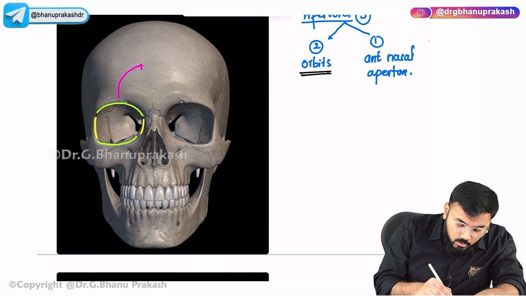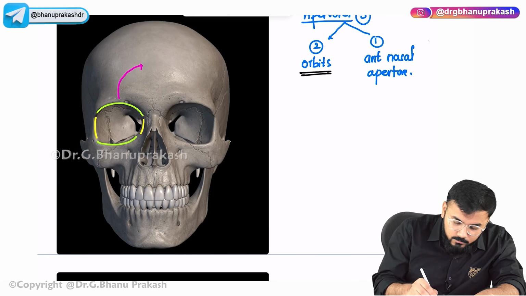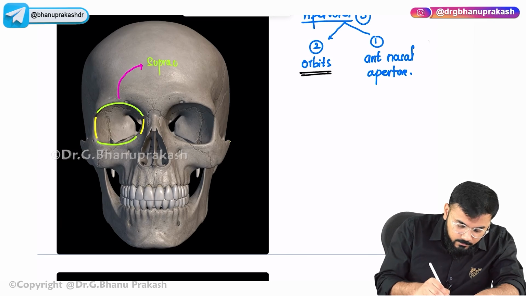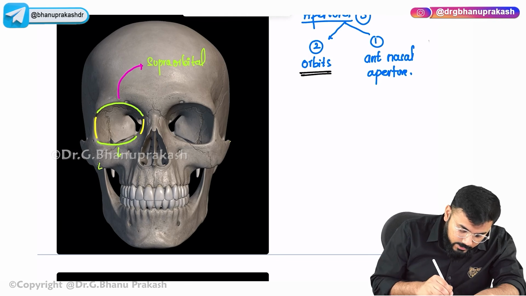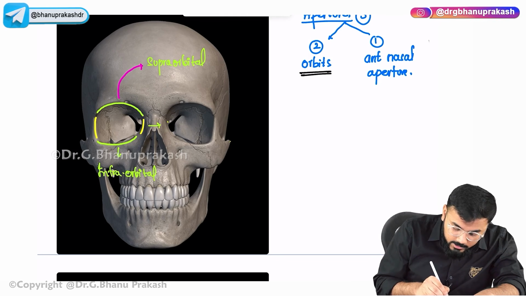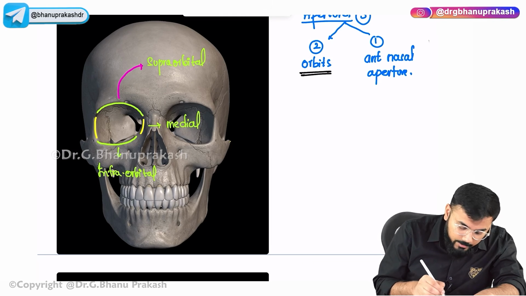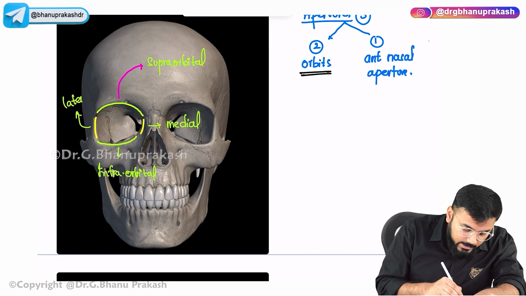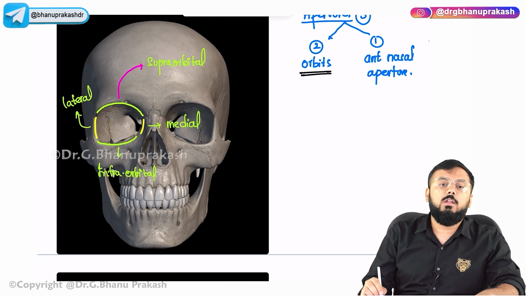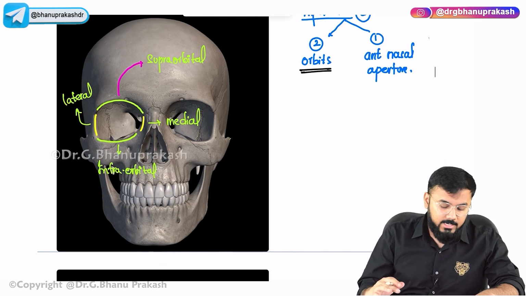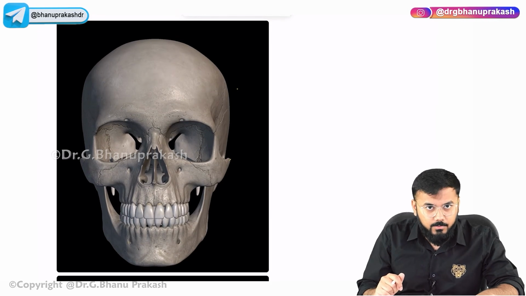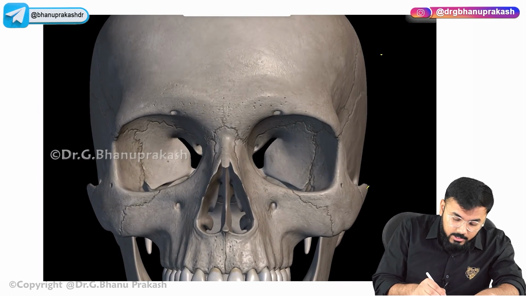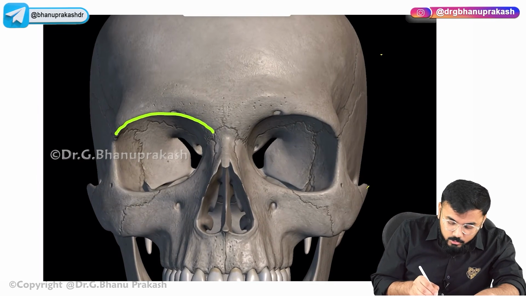See, this is called as what? Supraorbital margin. Next, this one over here is called as infraorbital margin. This one over here is called as medial orbital margin, and this one is called as a lateral orbital margin. So how many orbital margins we have got? We have got four orbital margins. First, let us discuss about supraorbital margin. If you look at this, this entirely is your supraorbital margin.